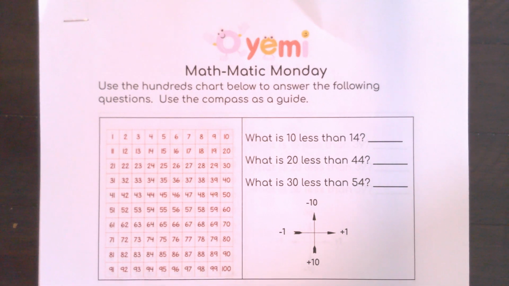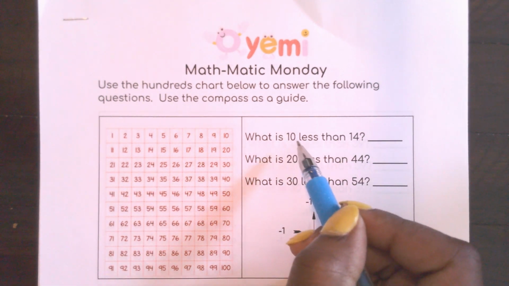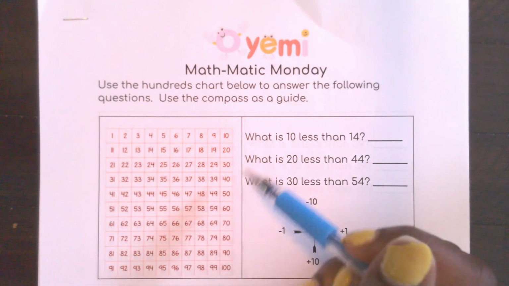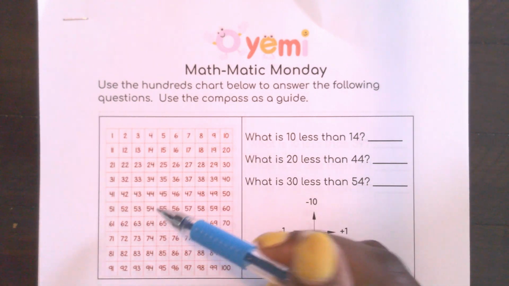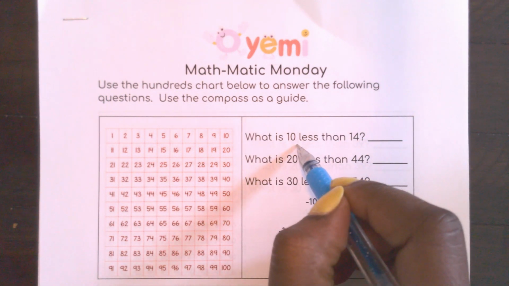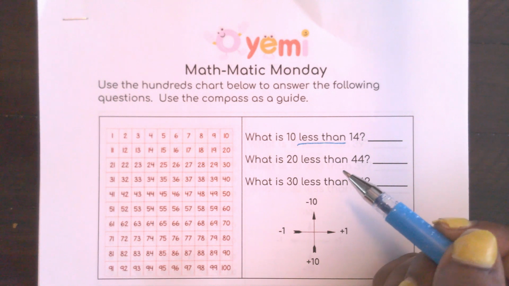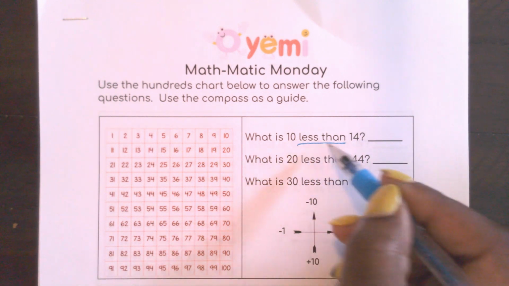So, up here, we're going to use the hundreds chart again. We were using this at the beginning, like during week 1 and week 2. But this time we're going to do less than. Before we were doing more than. So here we have 10 less than 14.